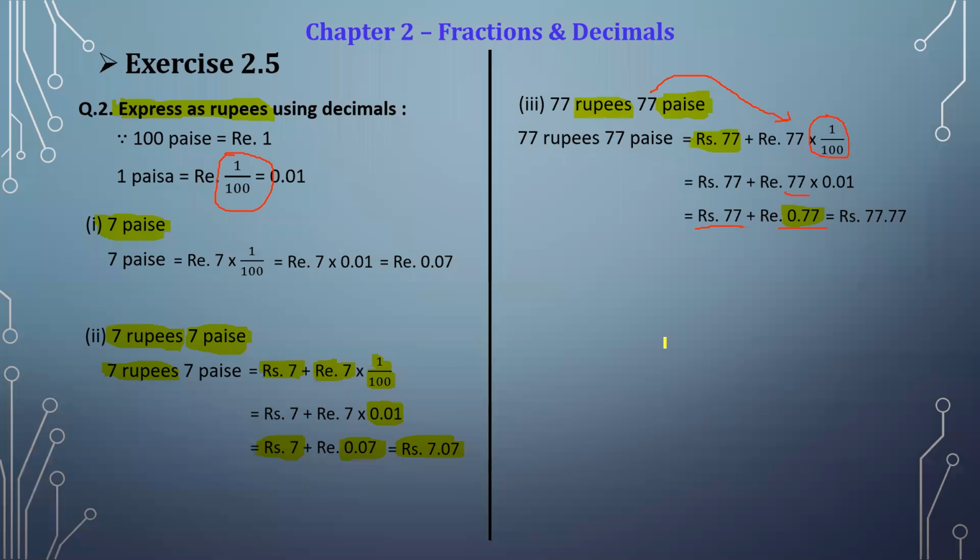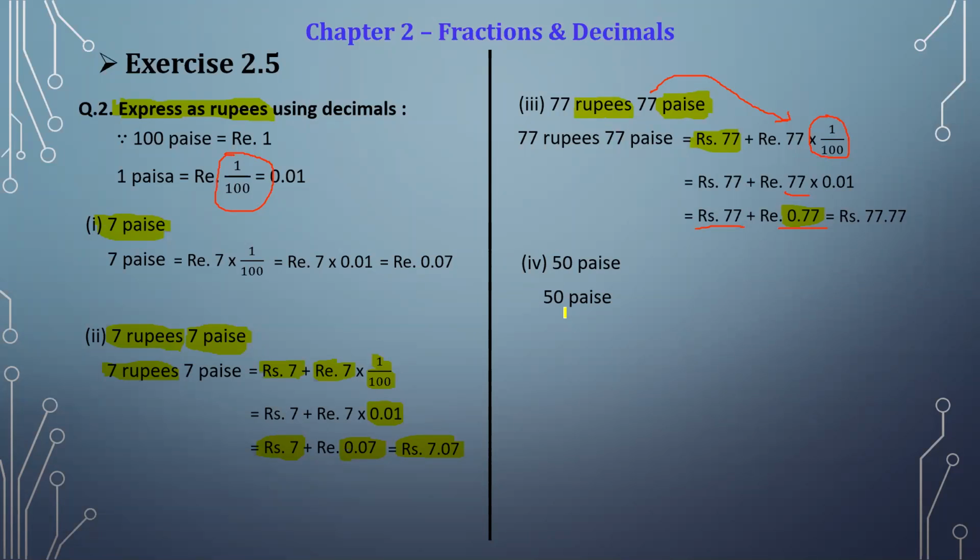Now in question number 4, only 50 paise is given. That means rupees are not given along with the paise. So you only use the paise value and convert that paise into rupees. There is no need to add rupees, because only 50 paise are given. Again, the conversion is similar: 50 paise should be converted into rupees.